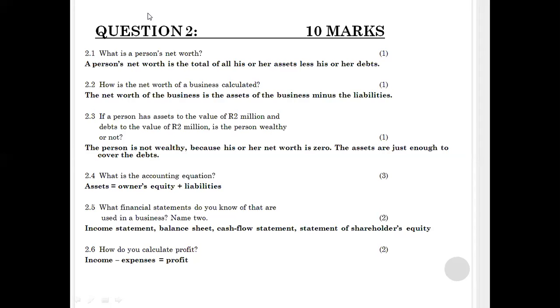And then 2.6, how do you calculate profit for 2 marks? You need to give me the formula there, and that is your total income minus your total expenses, which will give you your profit. So total income minus total expenses gives you profit for 2 marks. If you've just said income minus expenses, then it's still correct, 2 marks there.